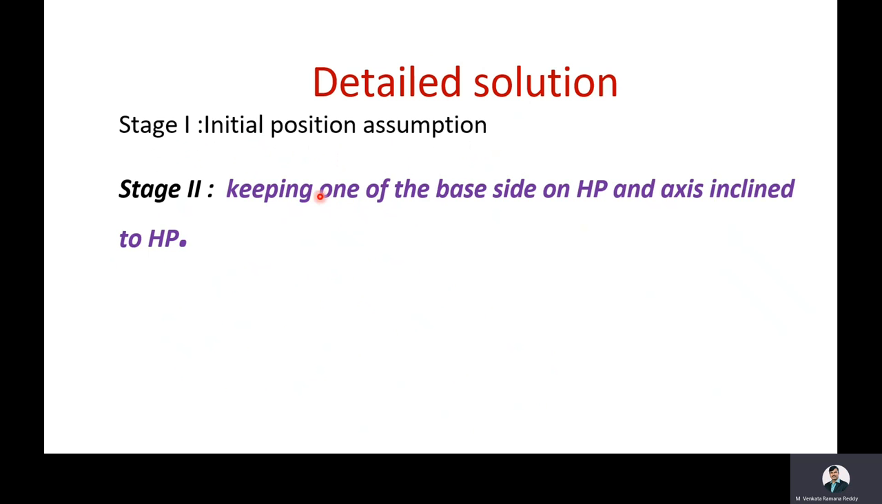Detailed solution. This detailed solution is divided into two stages. Stage one, initial position assumption. Second stage, keeping one of the base sides on HP and axis inclined to HP. Now we'll enter into the detailed solution for the given problem. Now we are drawing the initial position of the pentagonal prism. In this position, we are assuming the pentagonal prism is resting on its base on HP and axis parallel to VP.